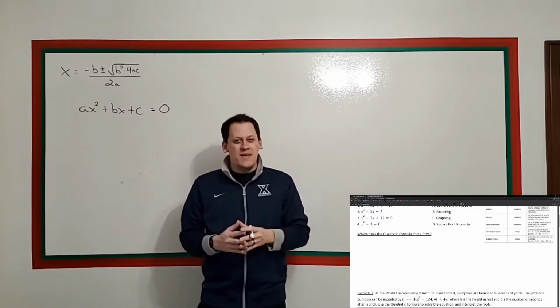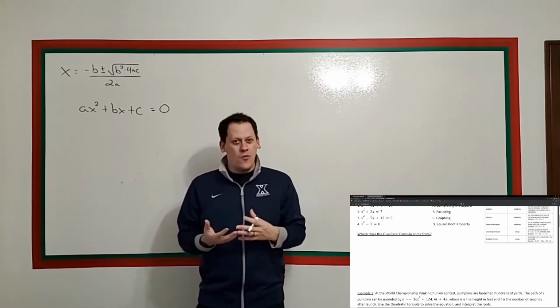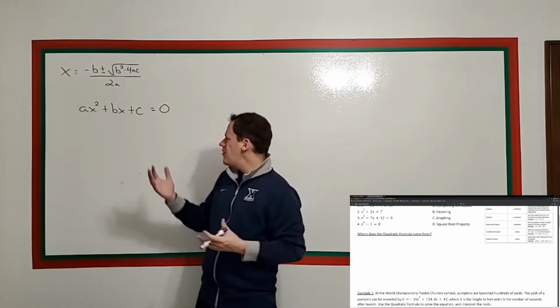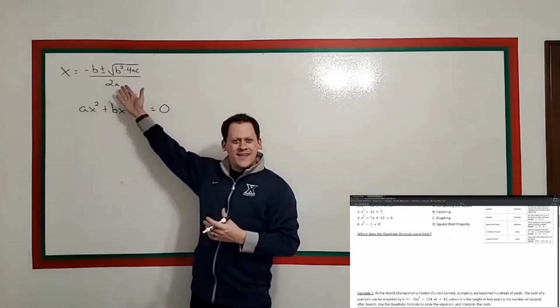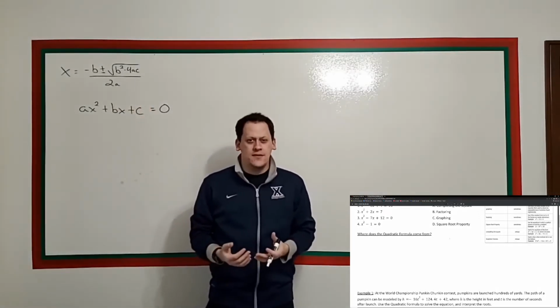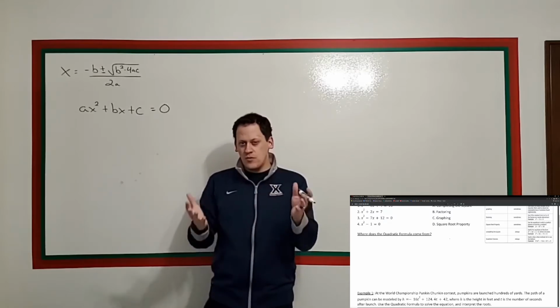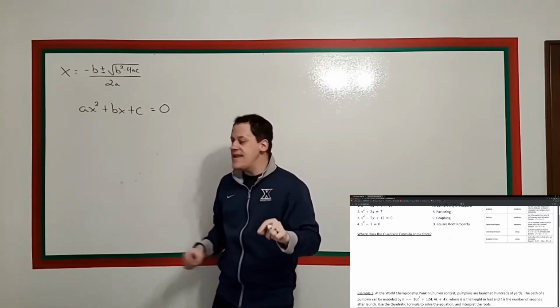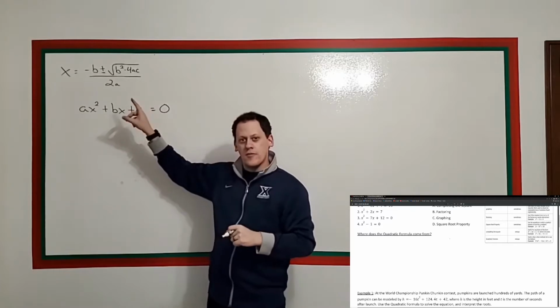I don't know, maybe it's just me. I kind of want to know, where does it come from? How does this work? It's not just magic. There's a reason. And I think, based on what we've learned so far, we have all the tools we need to find out where that formula comes from.